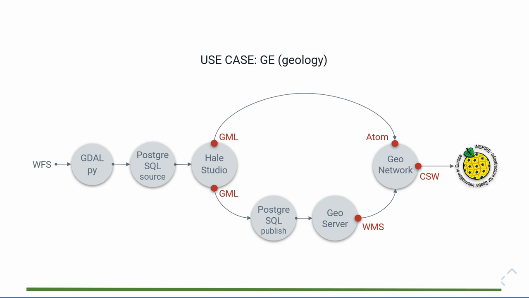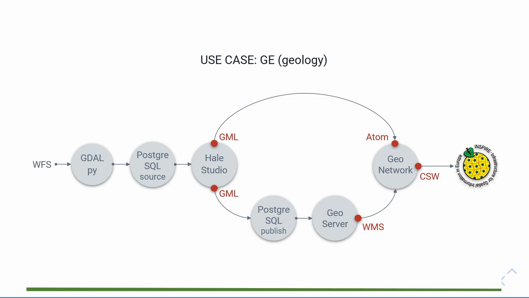Mapping schema, I can explain really simply. Here you have the Inspire target structure. Here you have your raw data schema, and you just drag and drop the linking of what data should go from where to where. So Hale Studio creates this mapping schema in XML, and it can also export the data to GML.